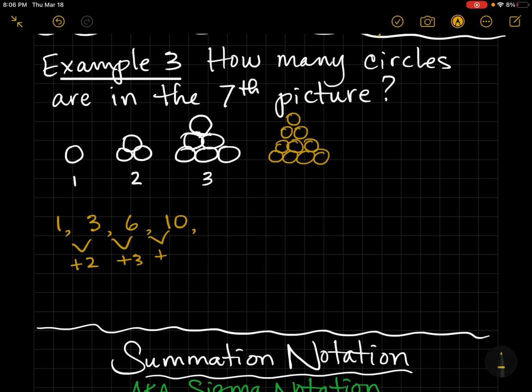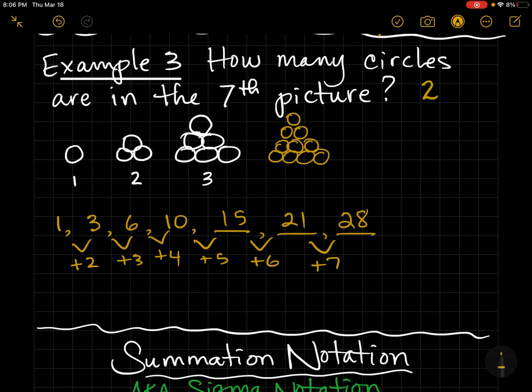And so we went up by 4, and you could continue until, let's see, 1, 2, 3, 4, 5, 6, 7. And you could just continue that pattern and see what you get. This is one way of doing this problem. So I say there would be 28 balls or circles in the seventh picture.